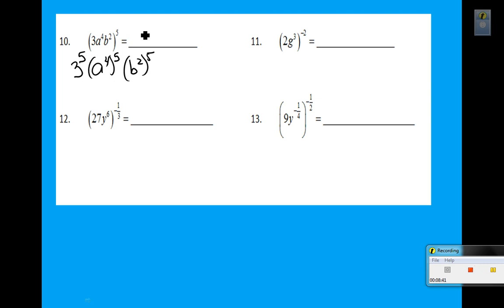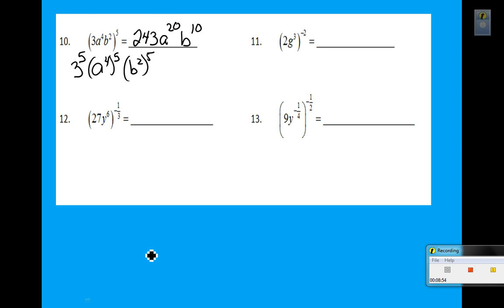Well, 3 to the 5th is 243. A to the 4th to the 5th becomes a to the 20th. B to the 2 times 5 is 10. And then stop. There's no negative exponent, so you're done.